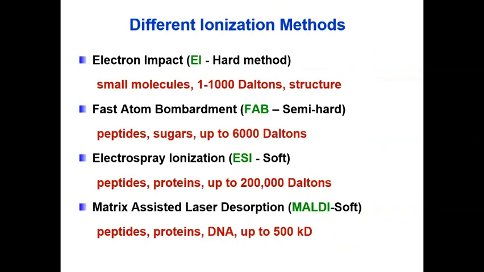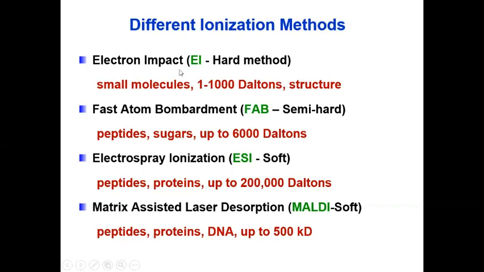Then we have different ionization methods. Here we have to understand the different ionization methods, because this ionization method decides how much molecular weight of a chemical substance can be analyzed. So the first one is electron impact, in abbreviated form EI. And this electron ionization is a hard technique. You will see why it is called a hard technique for ionization of molecules.